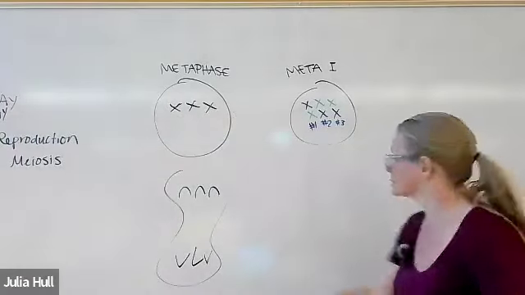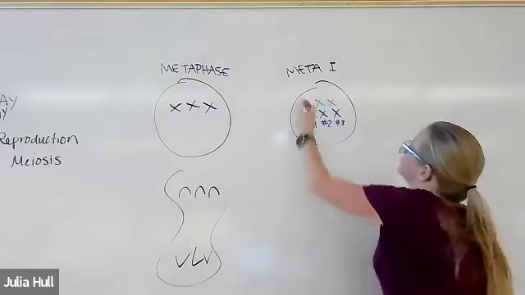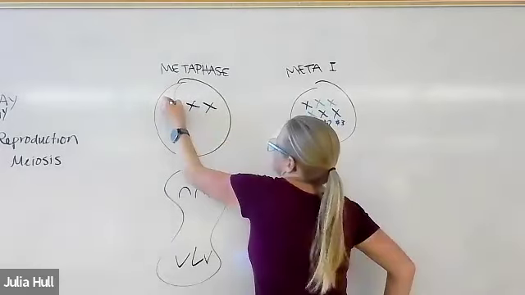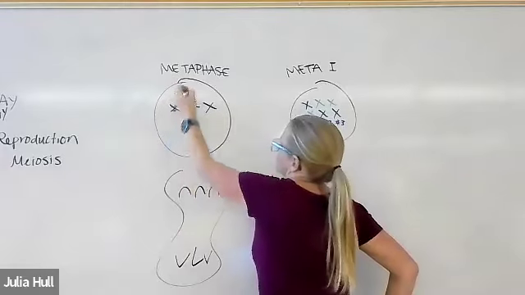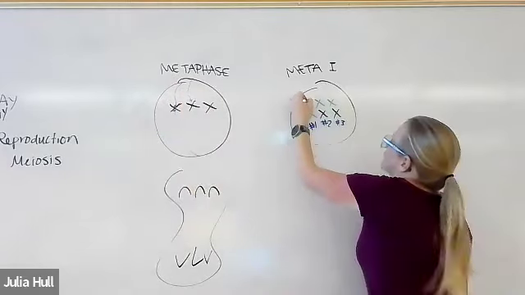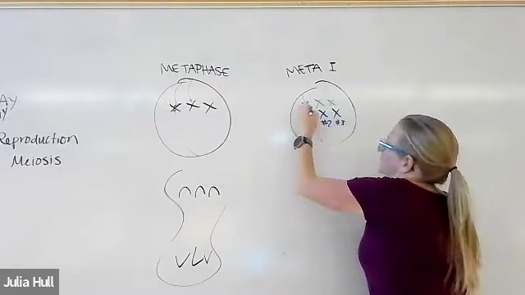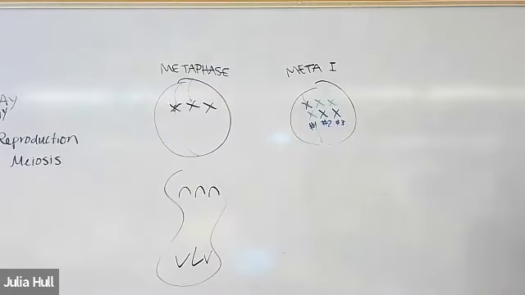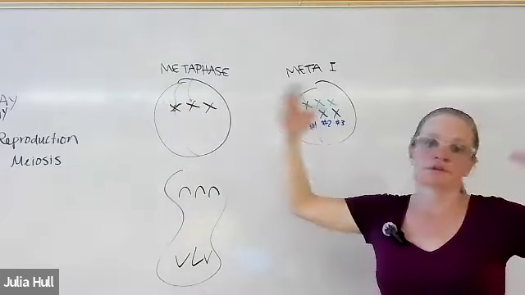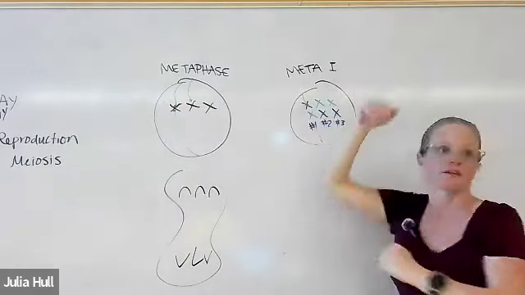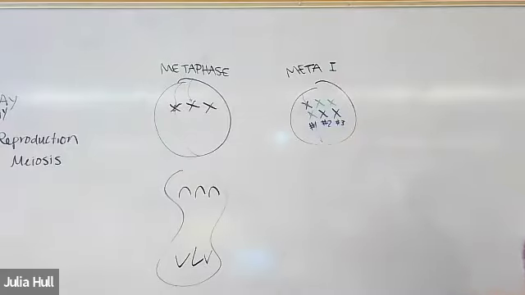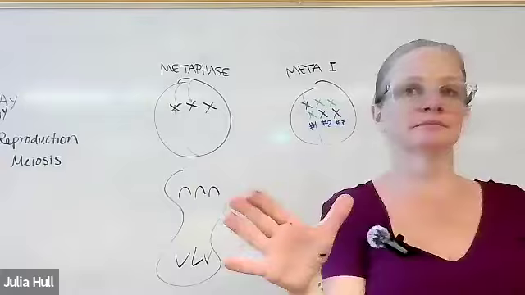So our spindle fibers now, instead of like in metaphase of mitosis, where they attach to the sister chromatids, now they're attaching to the whole chromosome. We're going to be pulling those homologous chromosomes to the opposite ends. Okay, we good?